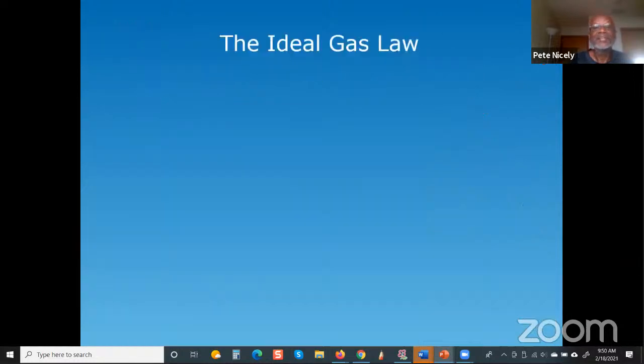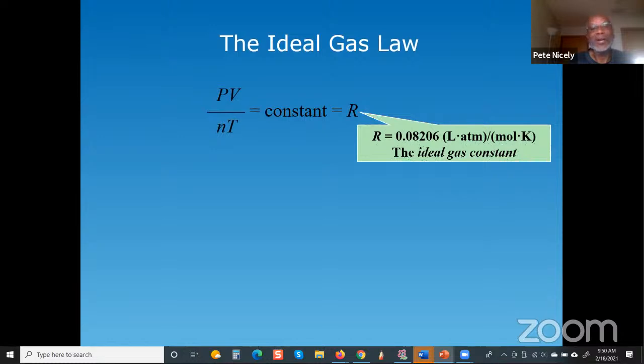Okay, so let's talk about the ideal gas law. The ideal gas law is basically an offshoot from the combined gas law that we talked about. Now remember we said, according to the combined gas law, PV over nT is equal to a constant. Well, it turns out that the constant of this equation has a value, and this is the value right here. It's equal to 0.08206, and there's some more digits after that. And please note the units. The units would be liters atmospheres divided by mole Kelvin.